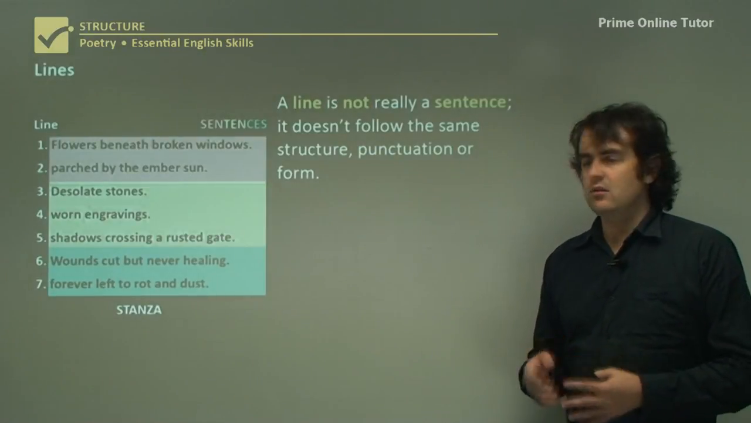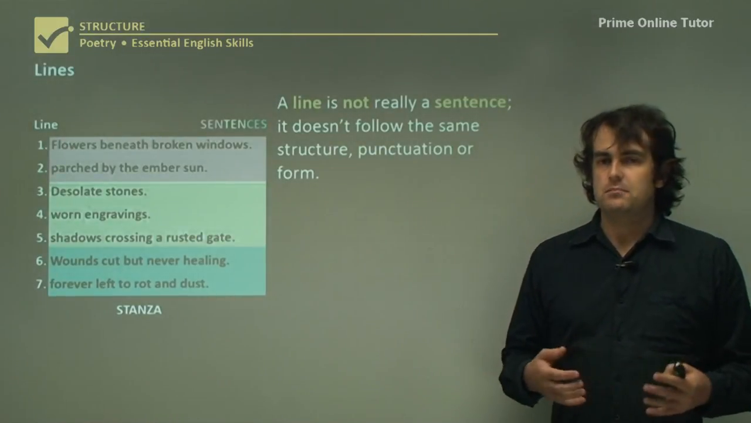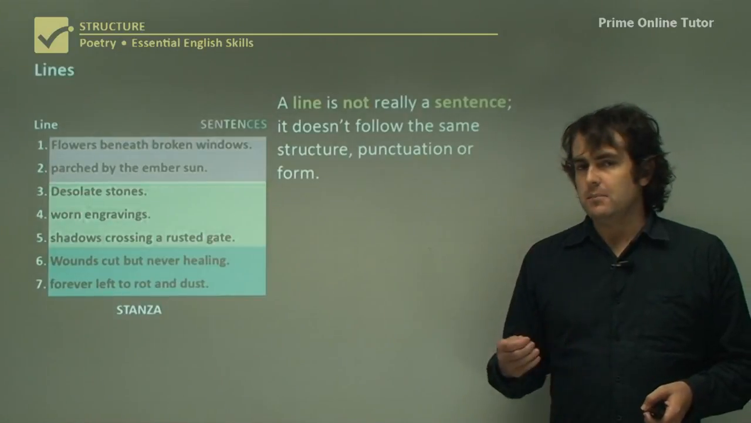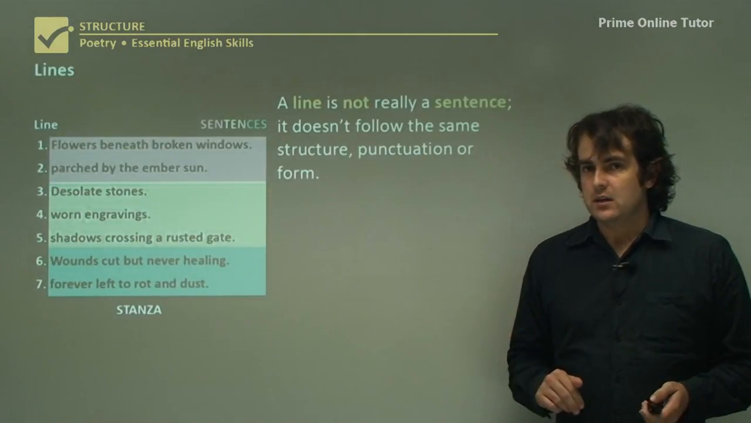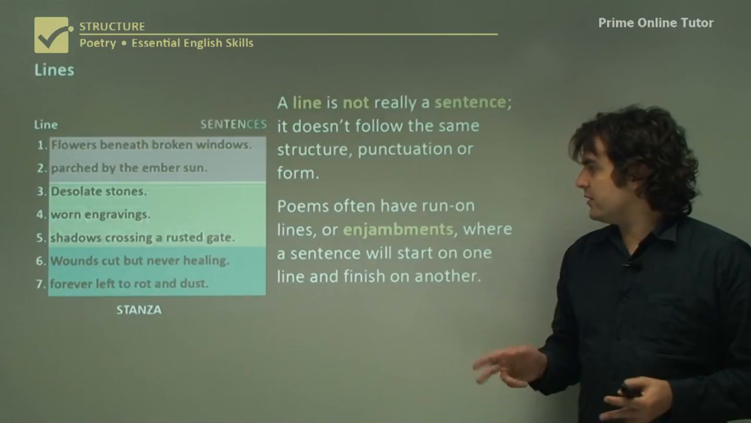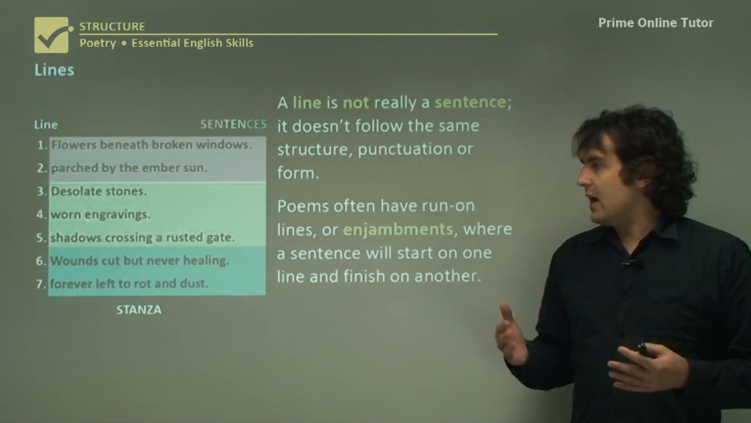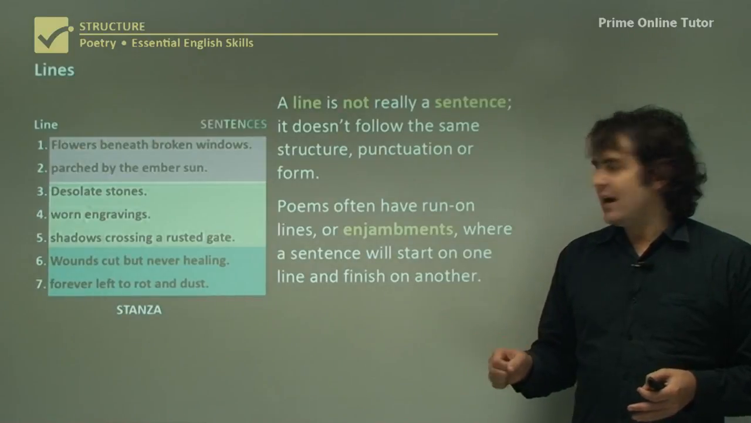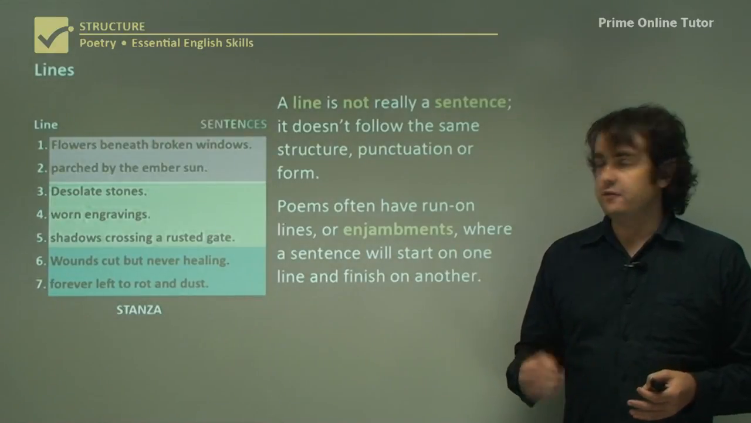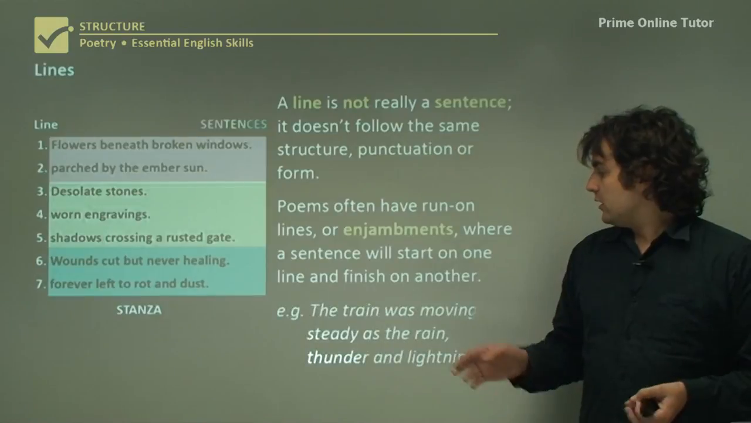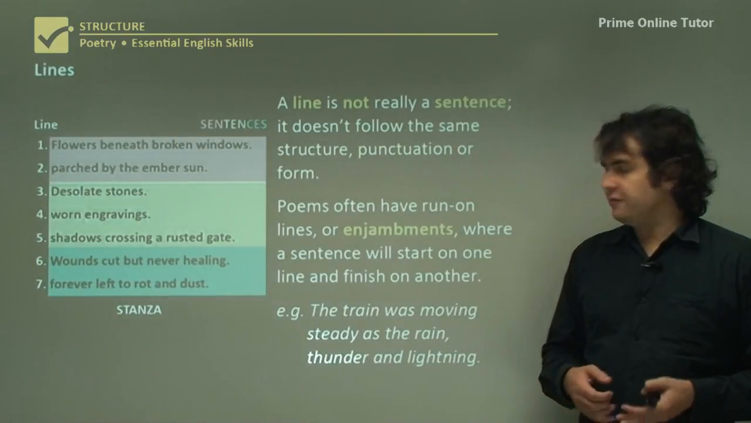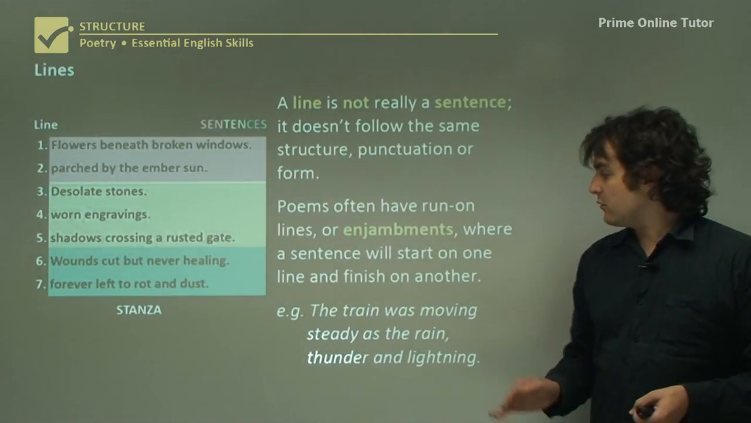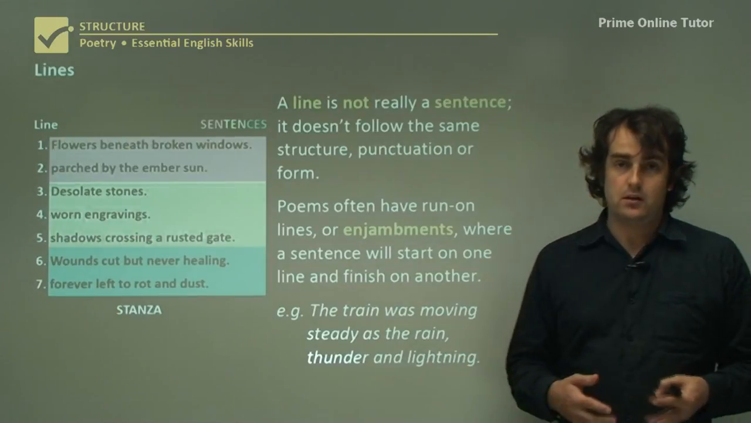So they don't follow the same sort of structure and punctuation. So you don't need to worry about that too much, especially when you're writing it. And they'll have these particular lines, which are called enjambments. Now, what they are is essentially lines which will start, or sentences which will start on one line and finish on another, like that example there. Or the train was moving steady as the rain, thunder, and lightning. So in this case, we've got one sentence which is spread over 3 lines.